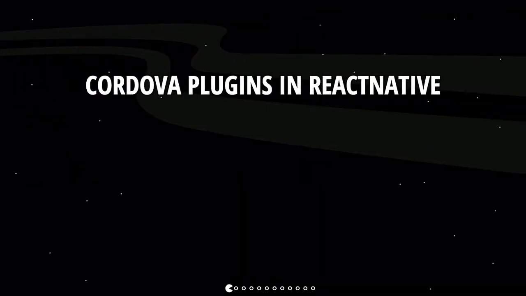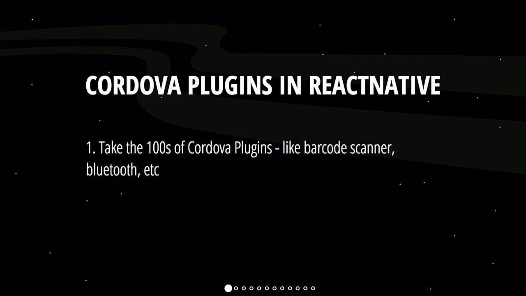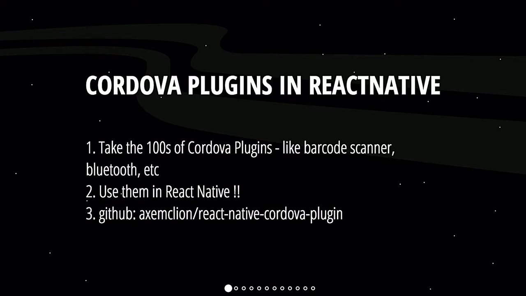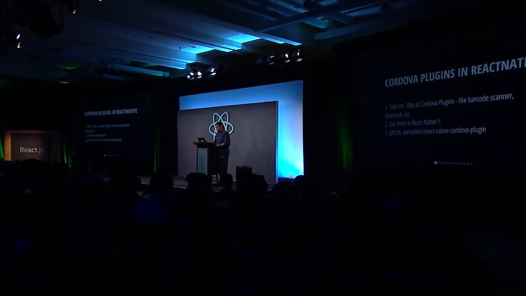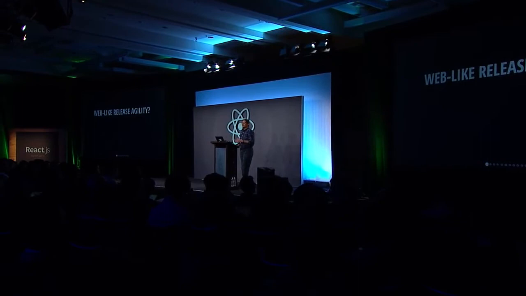Here's another interesting thing that I've been working on. This is basically the ability to pick up any of the plugins in the Cordova ecosystem and use them for React Native. You can use anything like Bluetooth, barcode scanner, anything, all of the 100 Cordova plugins, and use them for React Native. So these are some of the things that I've been working on. So that's the open source part of it, and Microsoft does like open source. And that's not what we are here to talk about today.